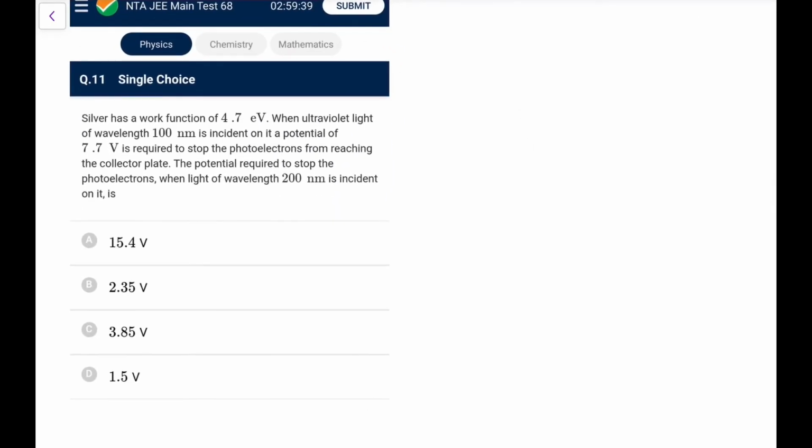Silver has a work function of 4.7 eV. When UV light of 100 nanometer is used, the energy of the light would be 1240 upon 100, that is 12.4.